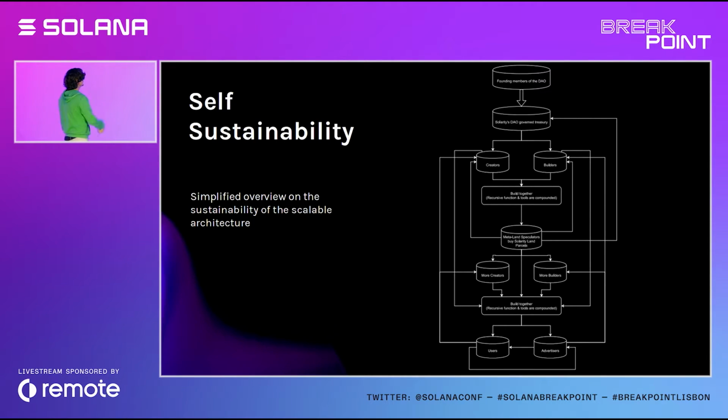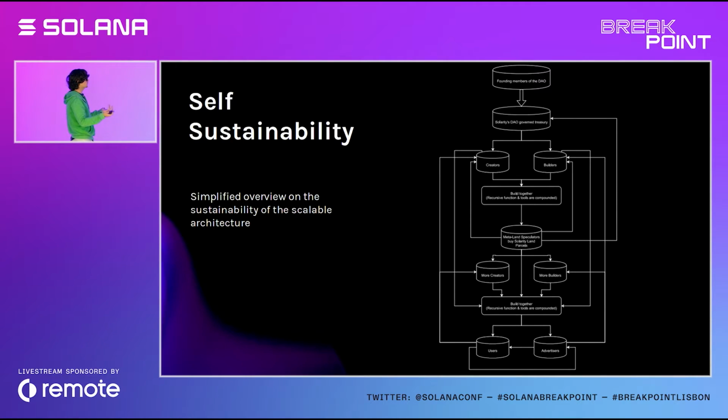And also, this is a simplified overview on the self-sustainability of the project. As you can see there, we got the founding members of the DAO that just kickstart everything. And then the DAO, an advanced crypto economic system, we got a paper on it, is like 80 pages. So we didn't want you to go through it, but it's cool. By the way, the DAO just sends money to the creators and builders, and they get to build the world that they imagine. So they are free to build whatever they want, and they build together.